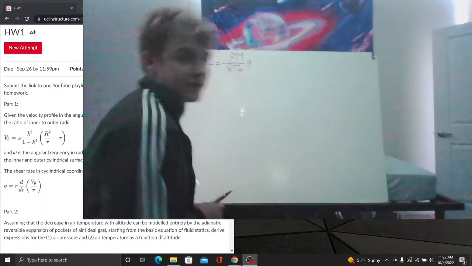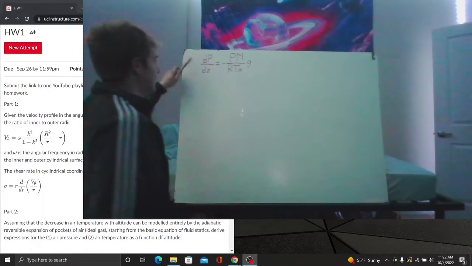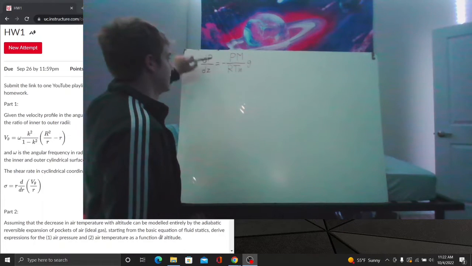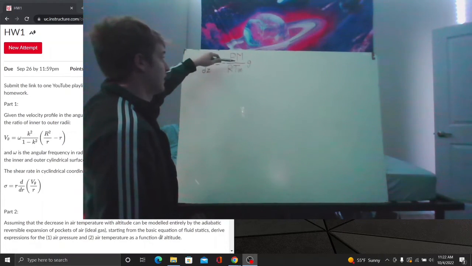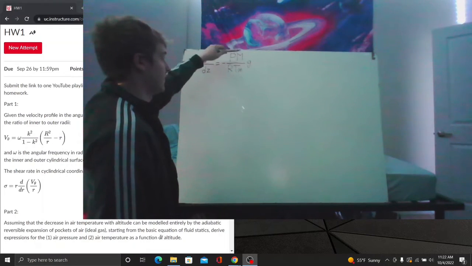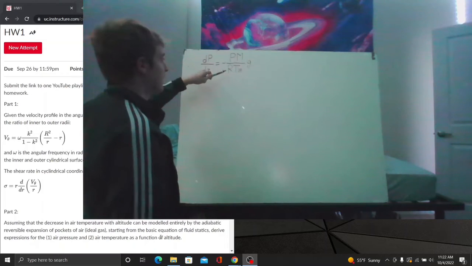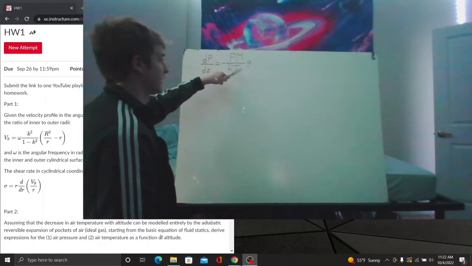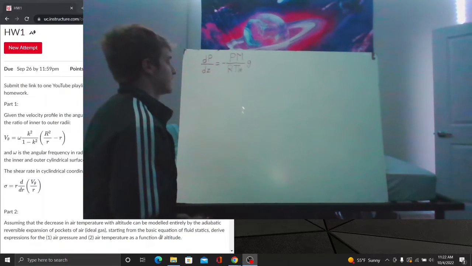So it said that we will be starting with the basic equation of fluid statics here, which is the change in pressure over the change in altitude is equal to the negative of the pressure times the molecular weight over the gas constant R times temperature as a function of altitude z times the gravitational acceleration.